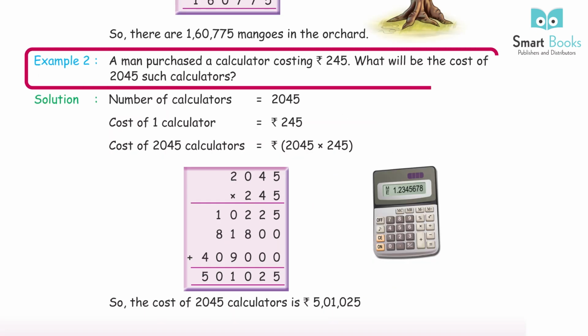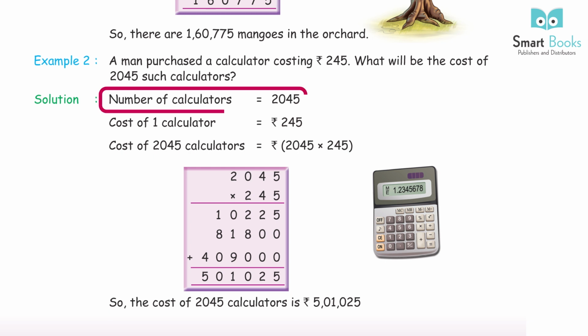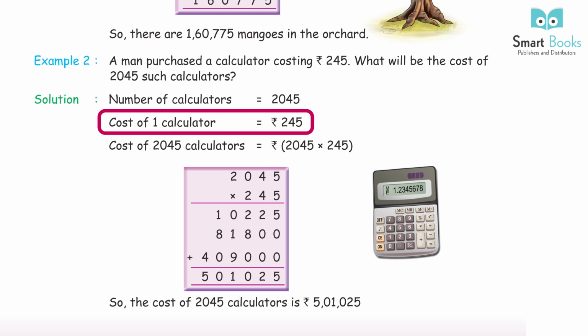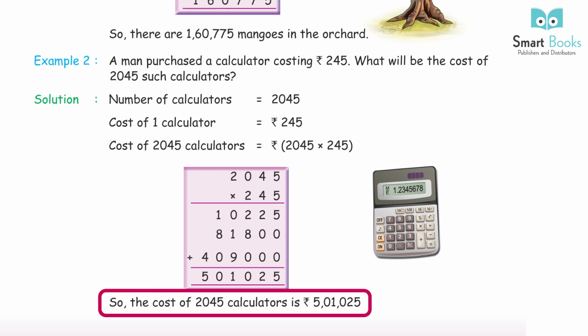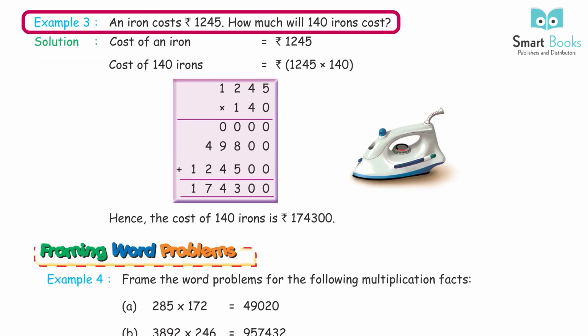Example 2. A man purchased a calculator costing rupees 245. What will be the cost of 2,045 such calculators? Solution. Number of calculators 2,045. Cost of one calculator rupees 245. Cost of 2,045 calculators is equal to rupees 2,045 into 245. So the cost of 2,045 calculators is 5,01,025.